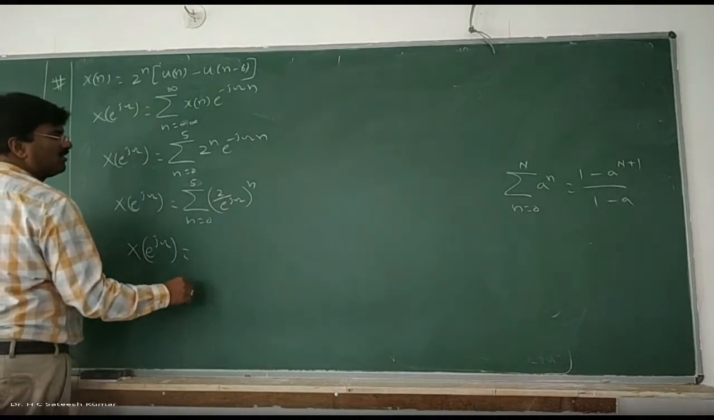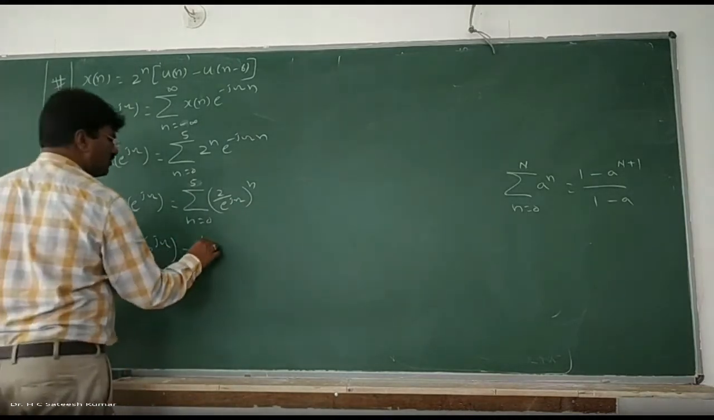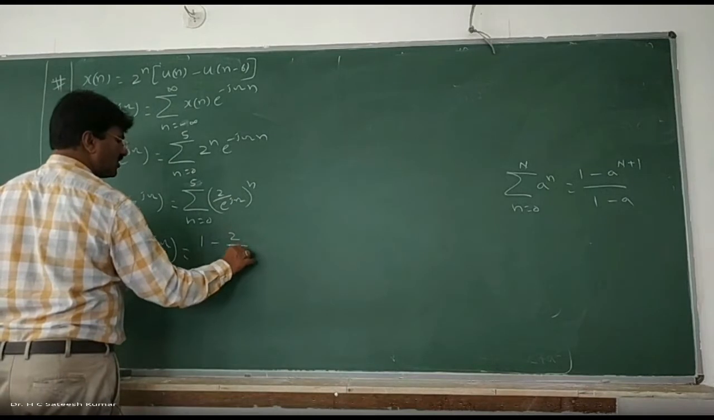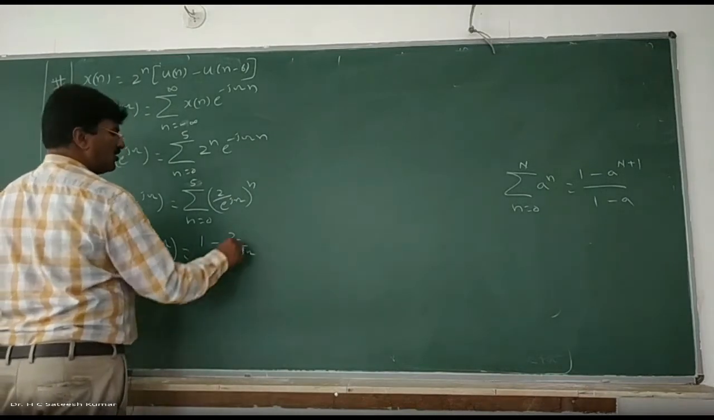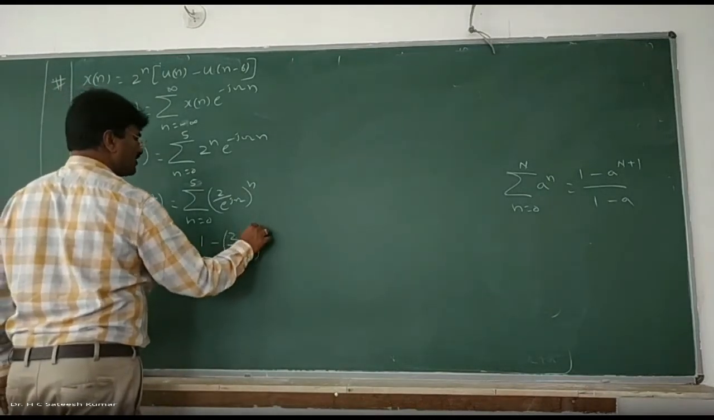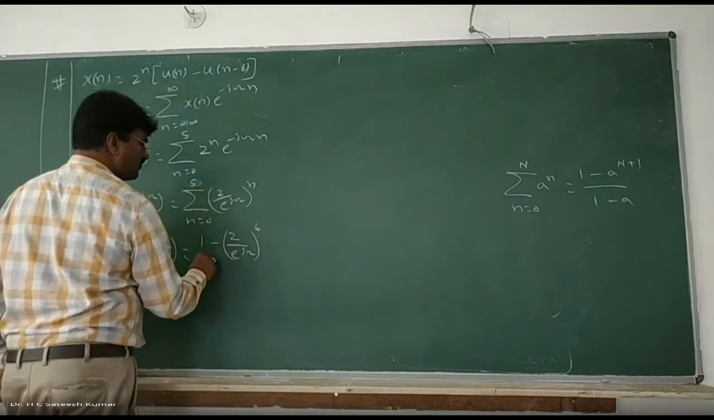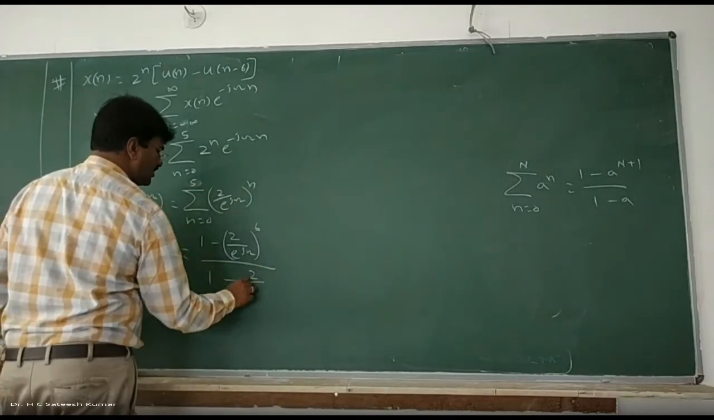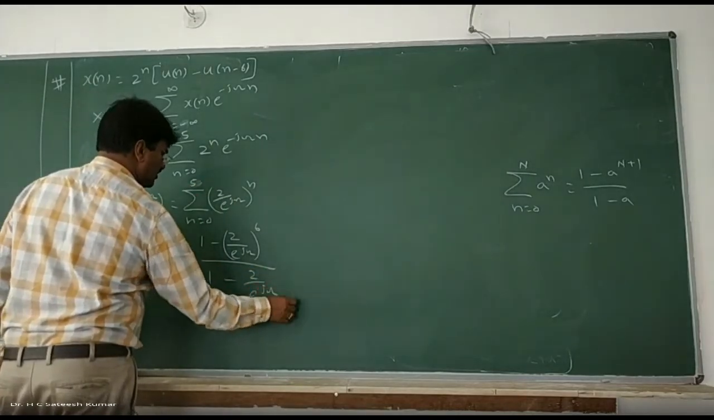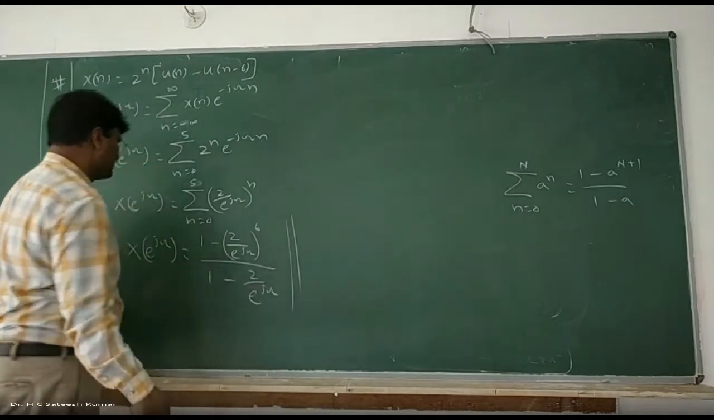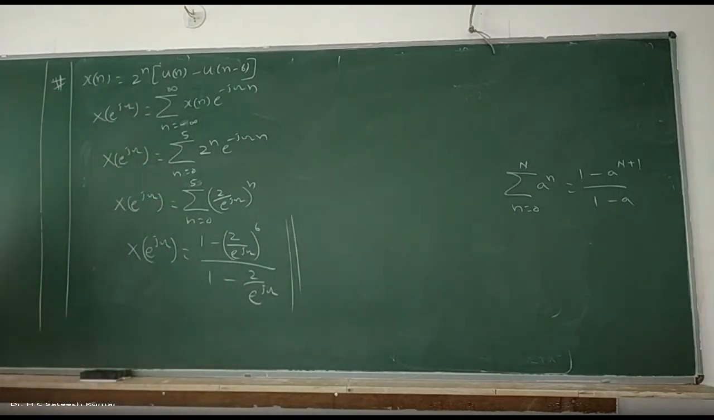What is it that we have? 1 minus 2 divided by e to the power of j omega to the power of 6, n plus 1 with n is 5, divided by 1 minus 2 divided by e to the power of j omega. So that's it. That's how we should do the problem. So that is about the DTFT. If x of n is given, we can obtain X of e to the power of j omega.